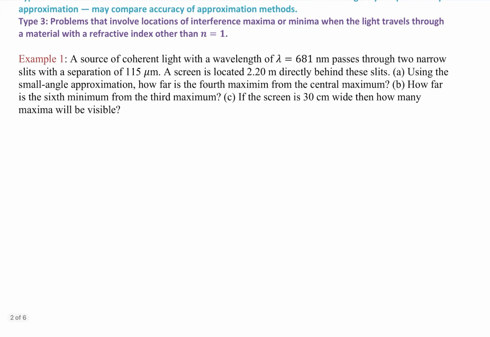A source of coherent light with a wavelength of lambda equals 680 nanometers passes through 2 narrow slits with a separation of 150 microns, or micrometers. A screen is located 2.2 meters directly behind these slits. Using the small angle approximation, right, and again, I would state that on the problem, but here, color-coded wise, it's going to be a small angle approximation problem.